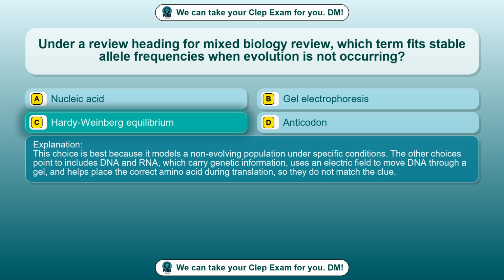This choice is best because it models a non-evolving population under specific conditions. The other choices point to includes DNA and RNA, which carry genetic information, uses an electric field to move DNA through a gel, and helps place the correct amino acid during translation, so they do not match the clue.